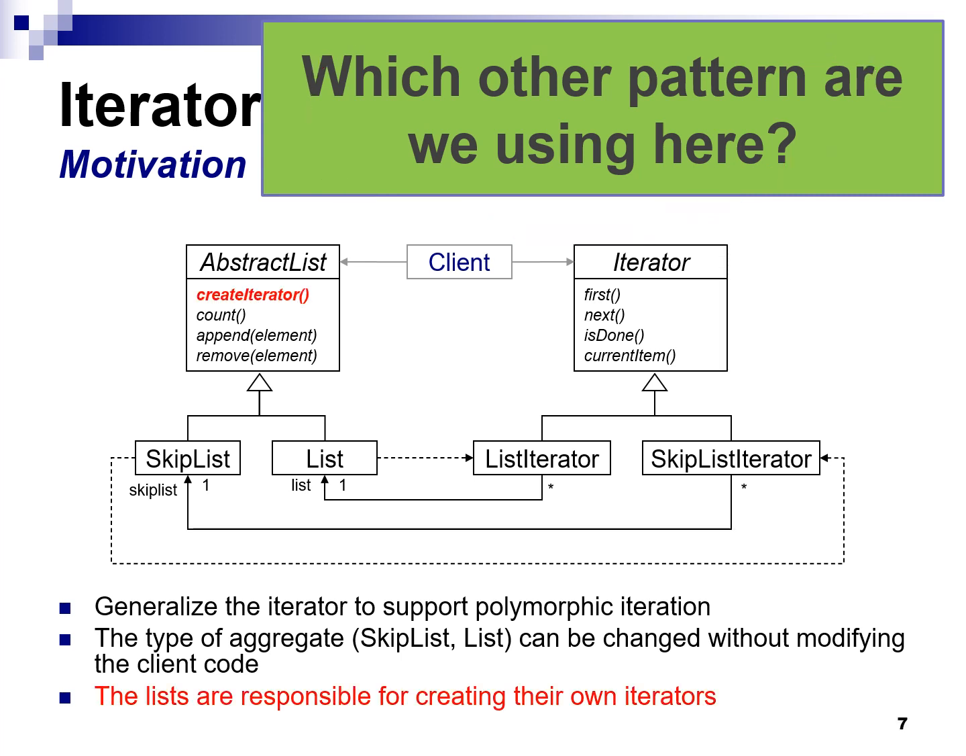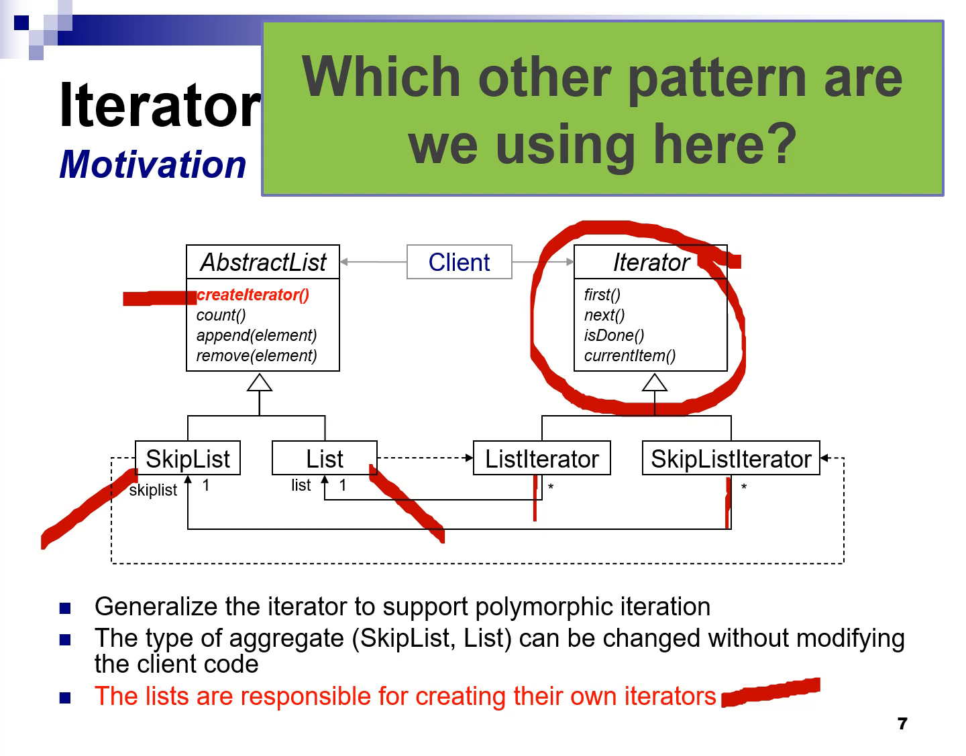Well, it's very easy once you notice that each list is responsible for creating its own iterator. So you see that we have an abstract method here, create iterator, to be overridden in skip list and in list. And this creates an object of type list iterator or skip list iterator, both of them of type iterator, which is the return type of this method here. So of course, if you have studied the previous videos on design patterns, you notice that this is a factory method.